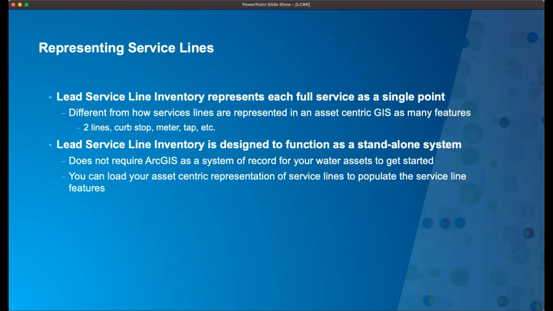Now, the good news is you can pass data, and Alex is going to talk a little bit about that in a moment, between the lead service line inventory and really any other implementation that you have of GIS or any other business systems that you have as well that may also need to share information about the service lines. So just keep in mind that the lead service line inventory is designed to function as a standalone system. In fact, you do not have to be using ArcGIS as a system of record for your water asset data to get started. You can simply hit the deployment button and immediately start to use this as a standalone system. However, you can load data from your asset-centric representation into the system and also sync data between the system and any other system that you have that has information about your services in it.